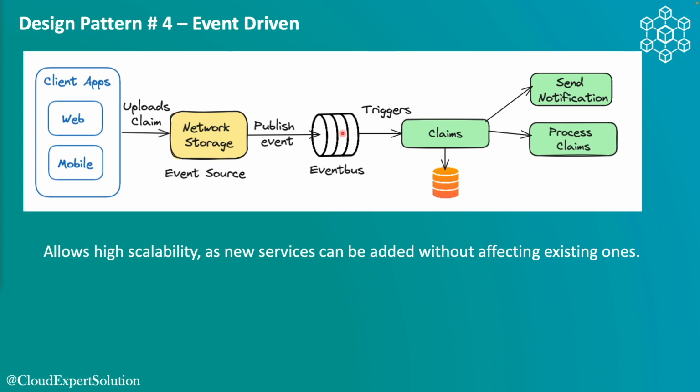This will allow us high scalability as new services can be added without affecting the existing ones. Since we have an event bus, we can add more processing layers, and if we are using a pub/sub model, we just have to add them as a subscriber. This will lead us to decoupling of services and loosely coupled integration. Now between my network storage and claim module, there is no dependency. Today maybe I have an S3 bucket. Tomorrow I can go to a different blob storage, Azure Blob Storage. This way I will be able to change. The only thing required is that I have to publish an event.